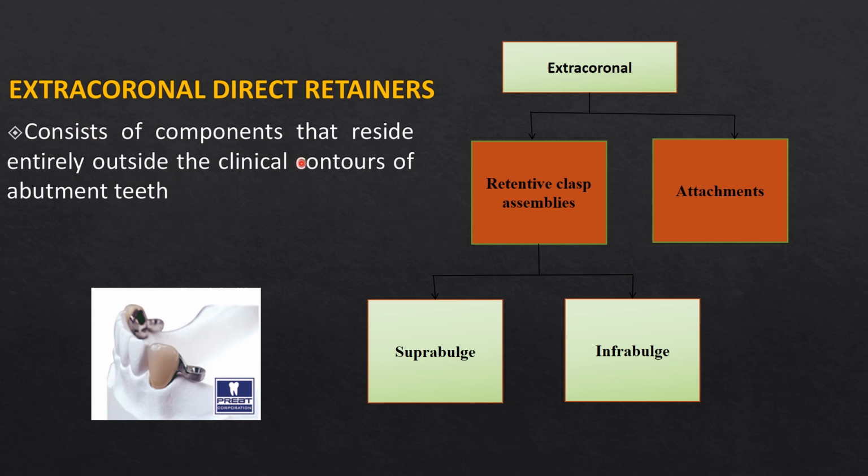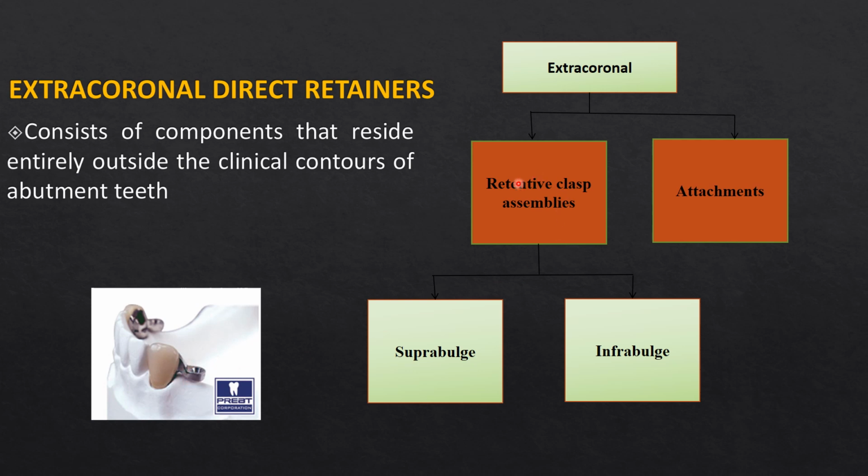Extracoronal retainers are retainers which are placed outside the body of the tooth, and they are classified as supra-bulge or infra-bulge clasps. So basically, these are our conventional clasp assemblies which are cast from a wax pattern. This picture here is wrong. This is a picture for an attachment.